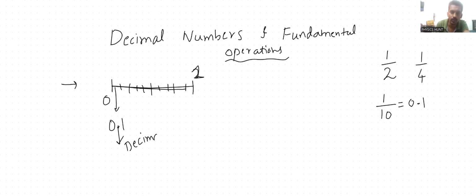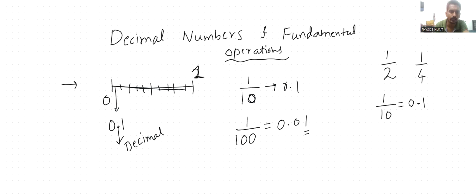So when 1 is divided into 10, 1/10, that is called the first decimal place. Same thing, if it is divided into 100 parts, that is 0.01, that is 1/100th. So that is the second decimal place.